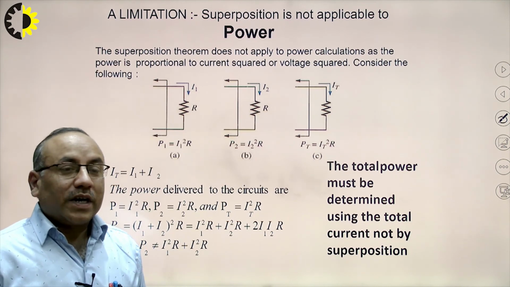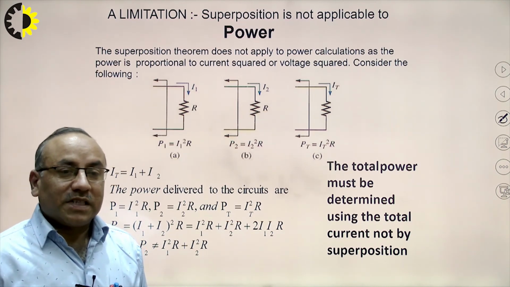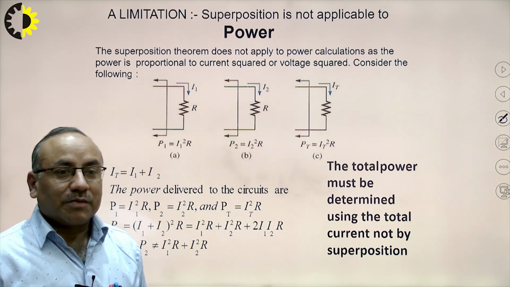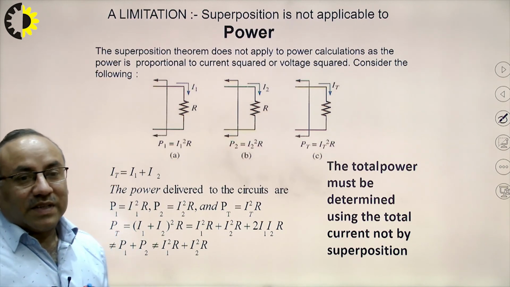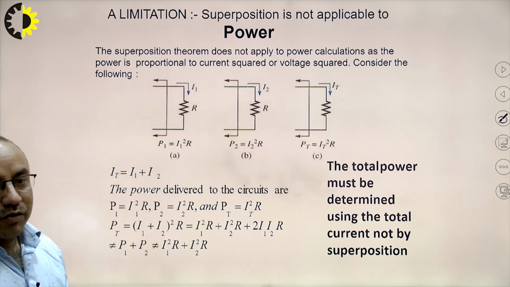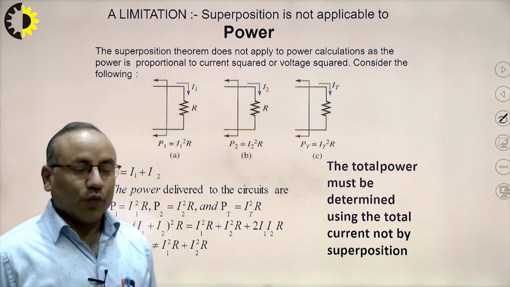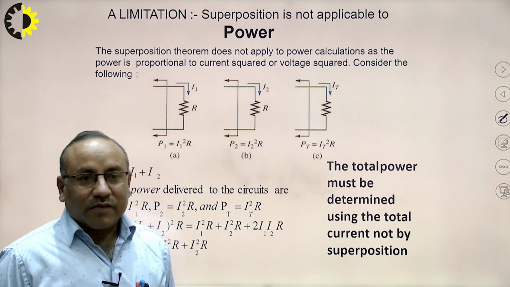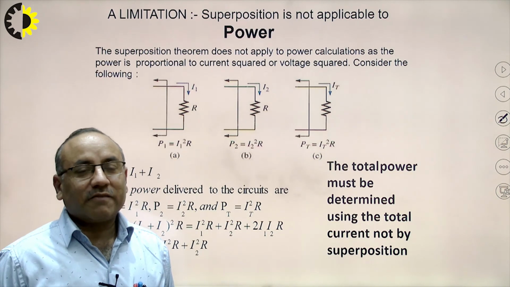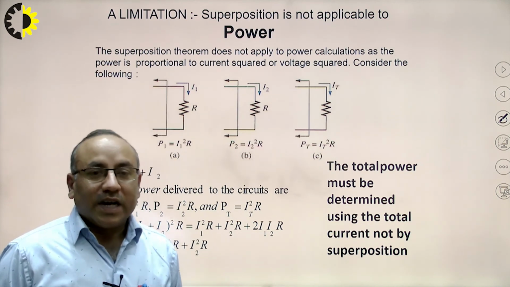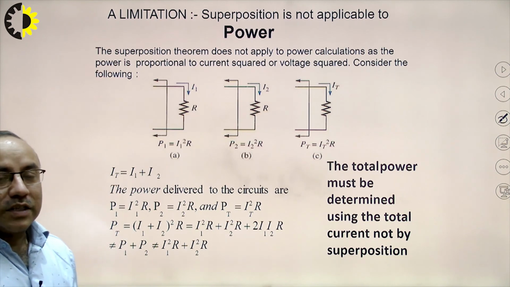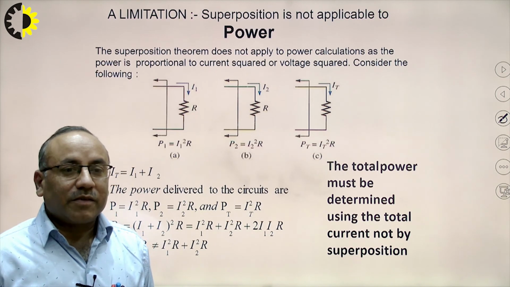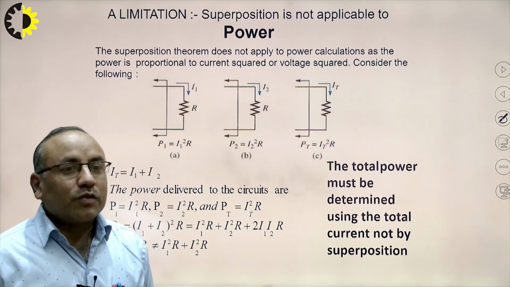While due to current I1 the power will be I1 square R, which is P1, and similarly due to current I2 the power will be I2 square R, that is P2. So this Pt, which is I1 square R plus I2 square R plus 2 I1 I2 R, is not equal to P1 plus P2. So we see the power which we find using the superposition theorem is not the exact value of power that we get if we find the resultant current in this resistance and then find the power with the help of that current. That power is different from the power obtained using the superposition theorem.